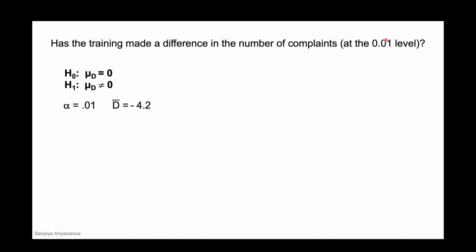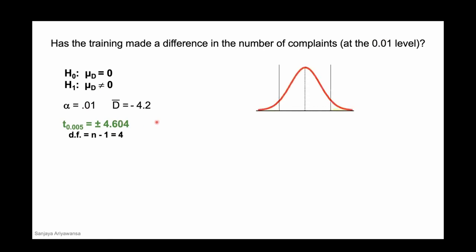What do we do first? We calculate the critical values. So what is the critical value? Degrees of freedom is 4, since the sample size was 5 minus 1 is 4. This is a two-tail test, so you calculate for 0.01 divided by 2. You get plus or minus 4.604. You visualize it: alpha divided by 2 in each rejection region. That's your critical value. We move on to your test statistic.